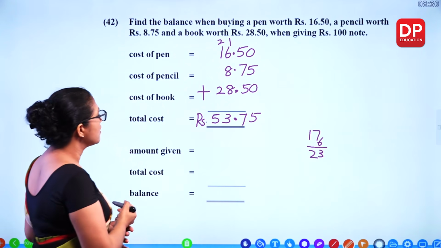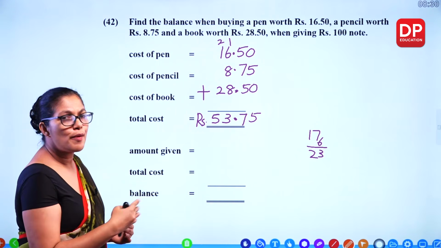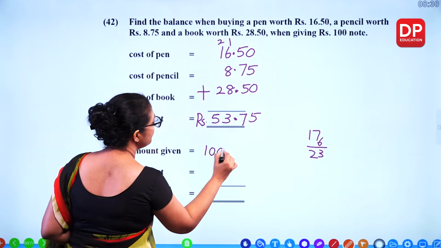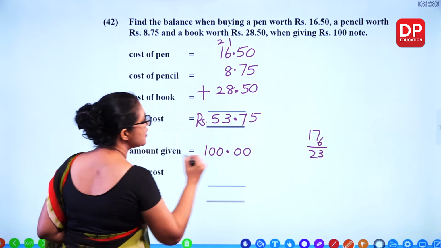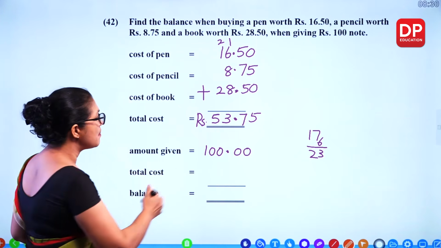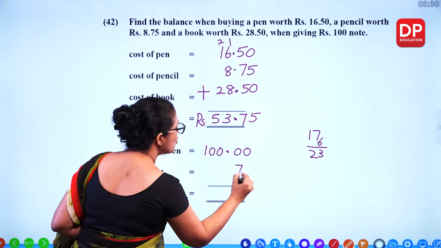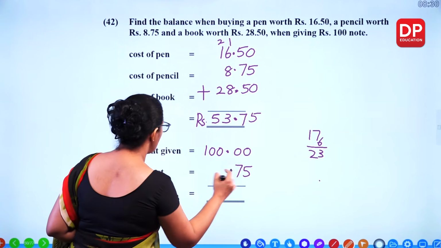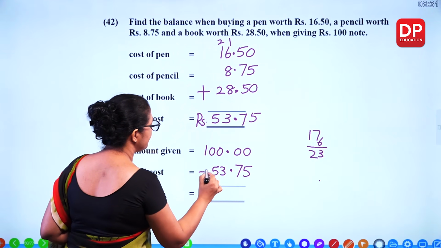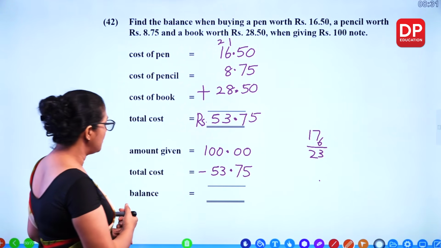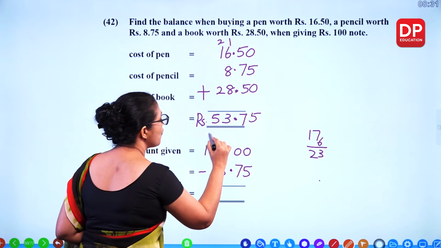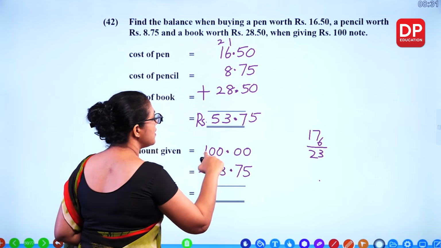That's the total cost. So how do we find out the balance? Amount given is 100 rupees. We can put 2 zeros for the first decimal place and the second decimal place because in this one you get 2 decimal places. So you have to subtract the total cost. When you do that, what do you get as the balance? You can't subtract, so you take 1 from here. So all these become 9.